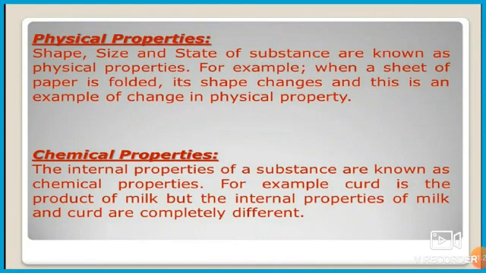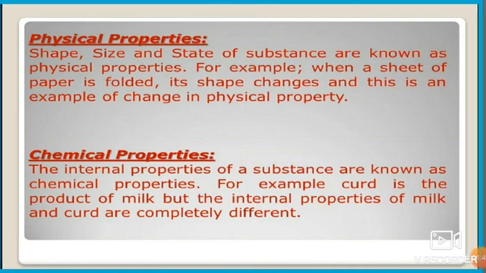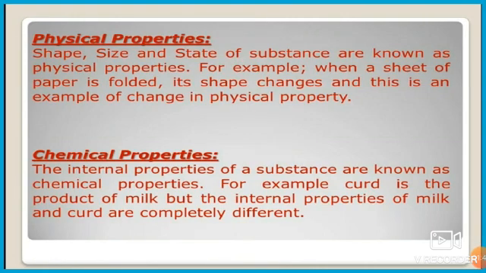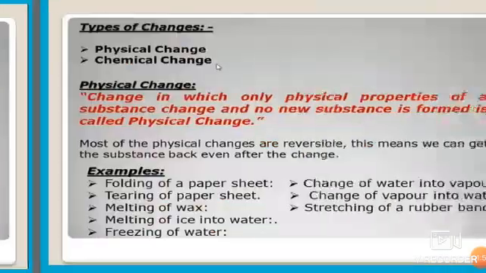Physical properties. Shape, size, and state of a substance are known as physical properties. For example, when a sheet of paper is folded, its shape changes, and this is an example of a change in physical property. Now, chemical properties. The internal properties of a substance are known as chemical properties. For example, curd is the product of milk, but the internal properties of milk and curd are completely different.